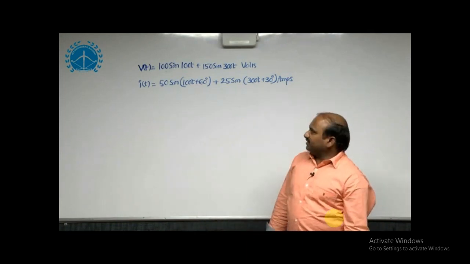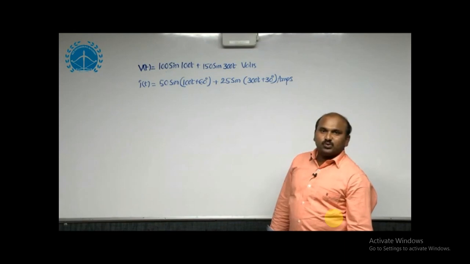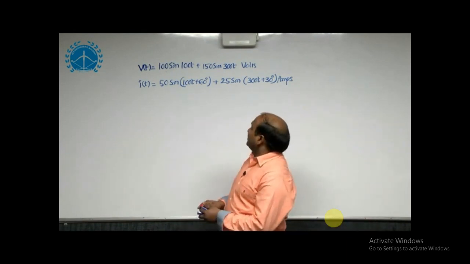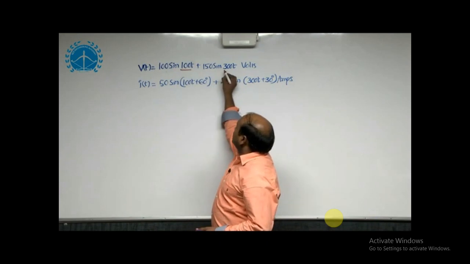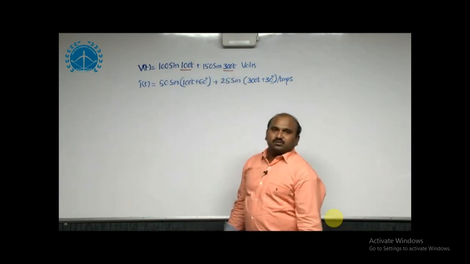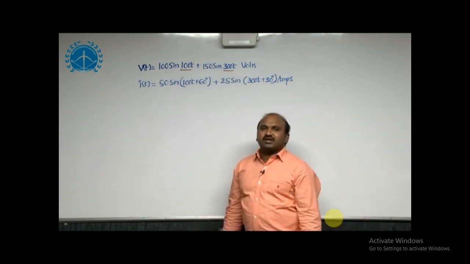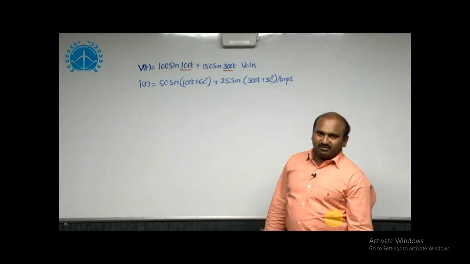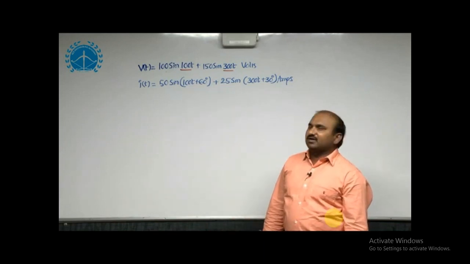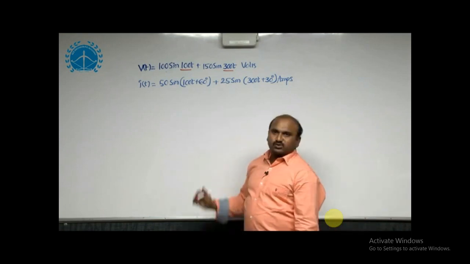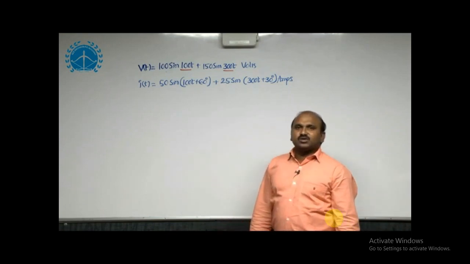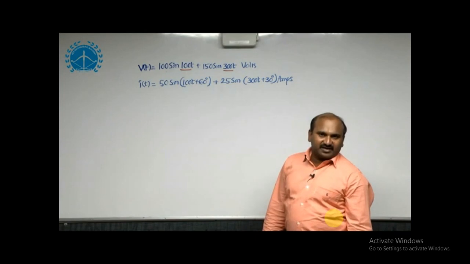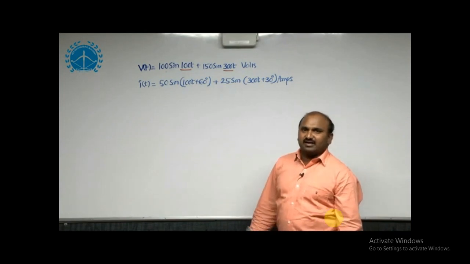Since the applied voltage is operating with two different frequencies, one is 100 radians per second, second one is 300 radians per second, you need to estimate first the resultant active and reactive power at those particular frequencies. Once you add the two powers, I will get the total active power and total reactive power. Using these, I can estimate the power factor angle, and once you get the power factor angle, I will get the power factor.